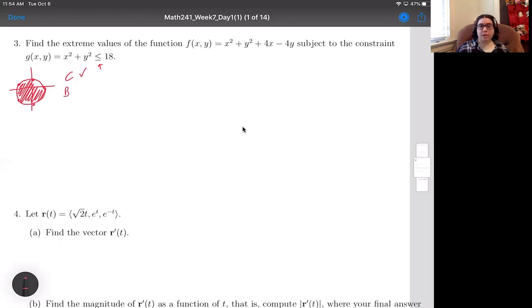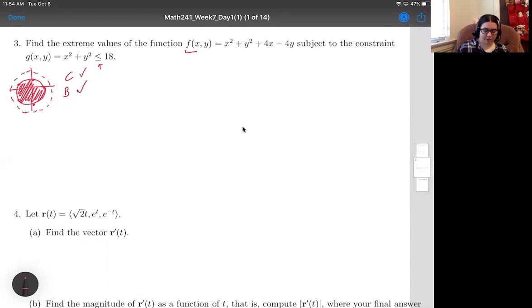It is also bounded. And it's bounded because either I look at the equation and I say, okay, I can't take x or y off to plus or minus infinity because then x squared plus y squared would be greater than 18. Or I can draw a slightly bigger circle around this region and contain the whole thing. So that means it must be bounded as well.